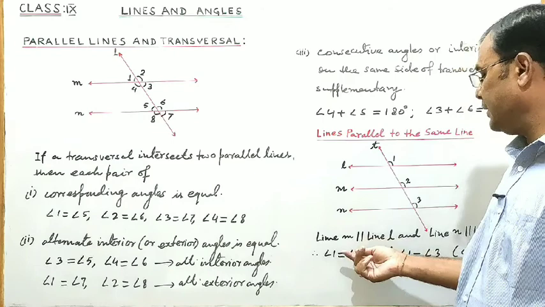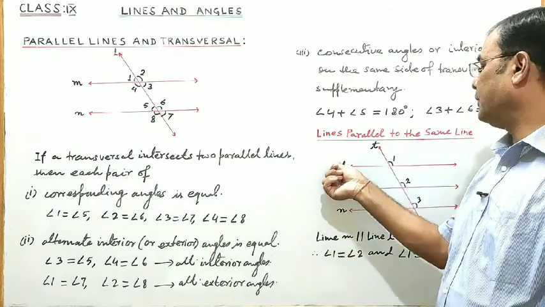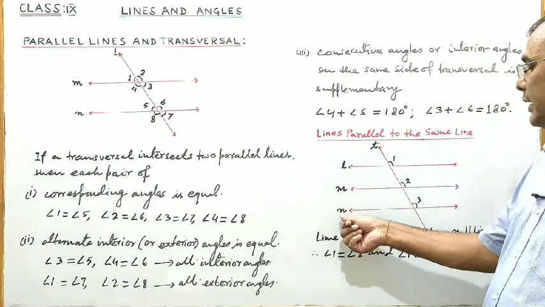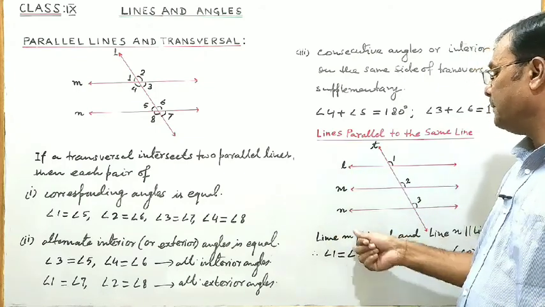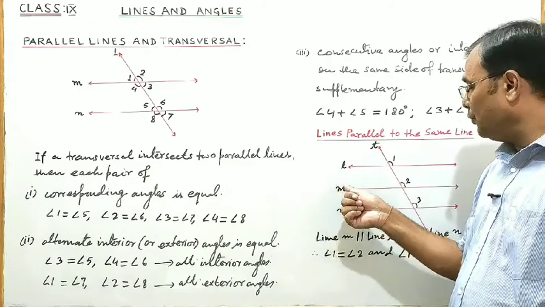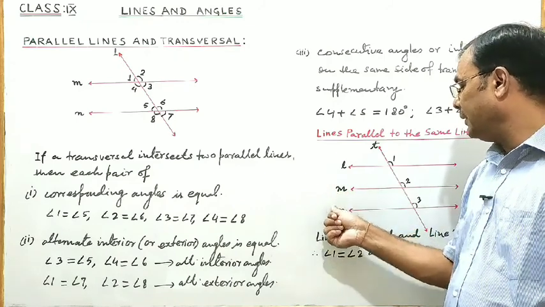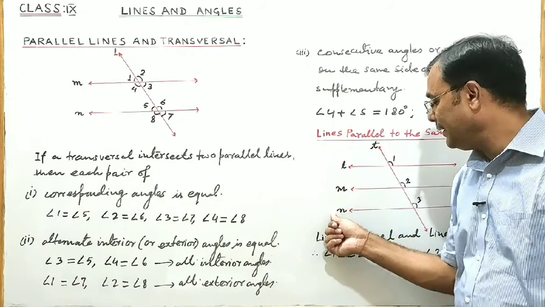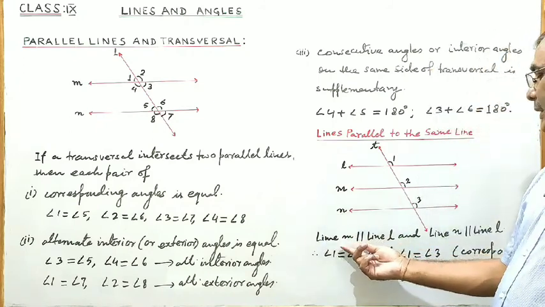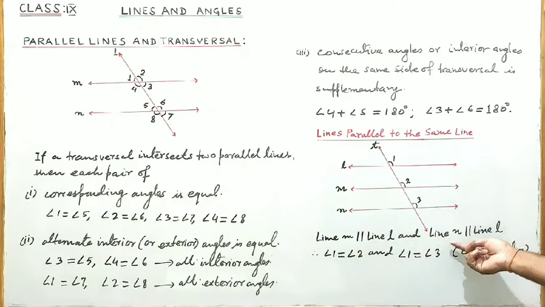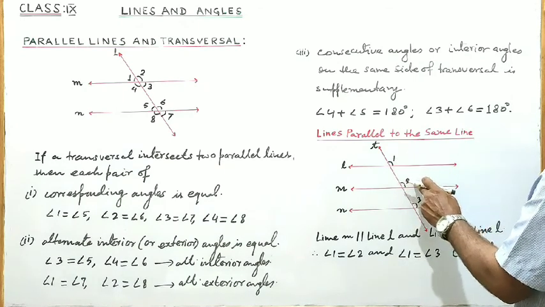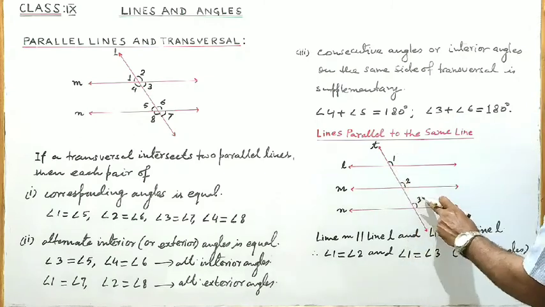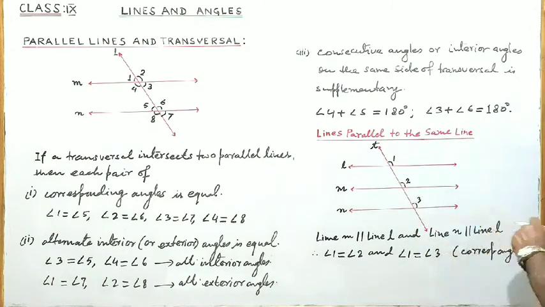So once again let me tell you, line M is parallel to L and also line N is parallel to L. We have to see in what way line M is parallel to line N. So we have written line M is parallel to L, line N is also parallel to line L, so angle 1 is equal to angle 2 and angle 1 is equal to angle 3.